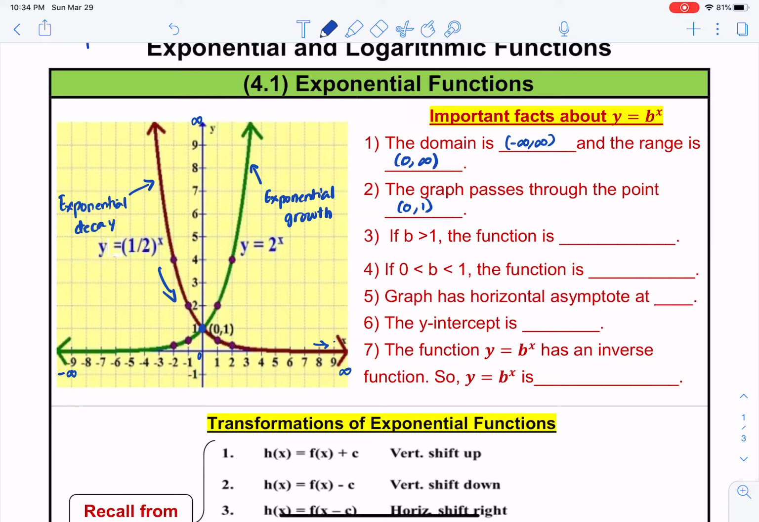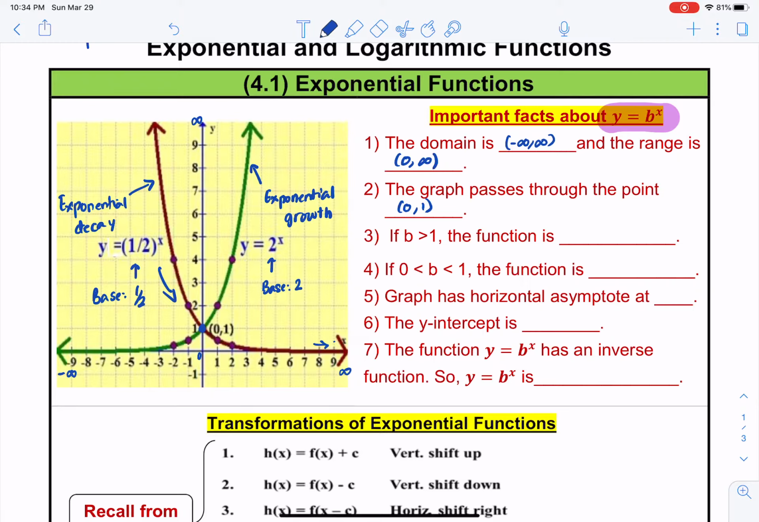If you look at the graph here, the point that it is passing through is (0, 1). The general form of an exponential function is y equals b raised to x, and b is what we call the base. So in this example, the base is 2. There, the base is 1/2. In general, the base is b.